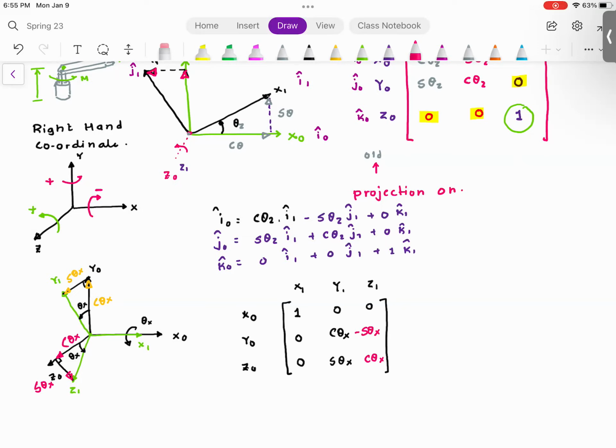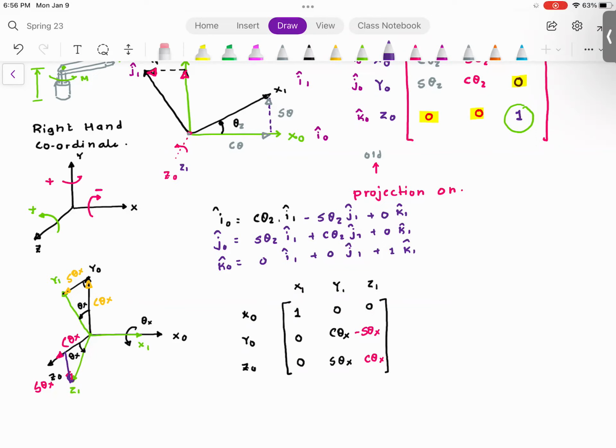I'll give you a minute to think about it. I didn't draw a good projection. So this projection, ideally, how does it make sense? It should look like this. Can you see that sine theta is parallel to y naught, but it's in the opposite direction of y naught?